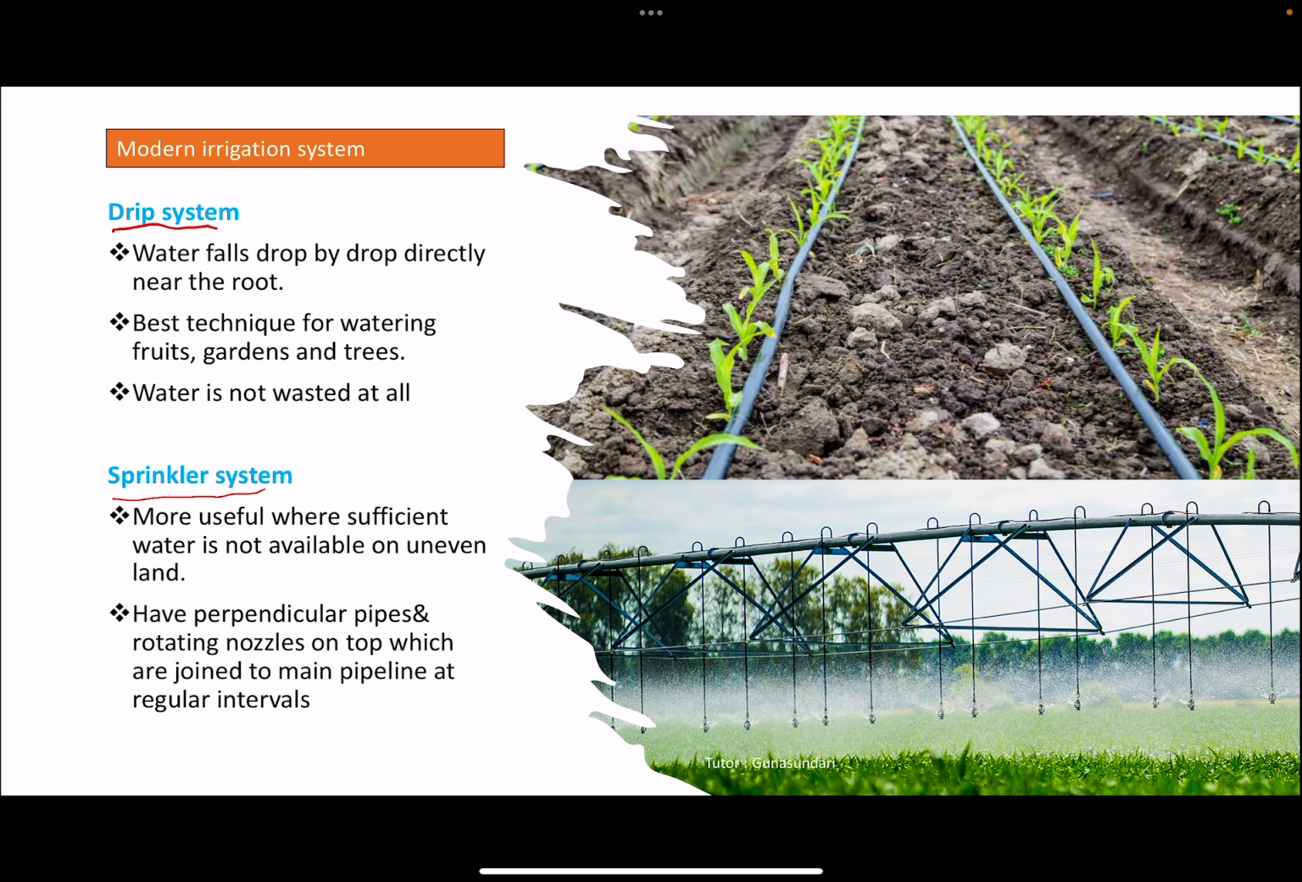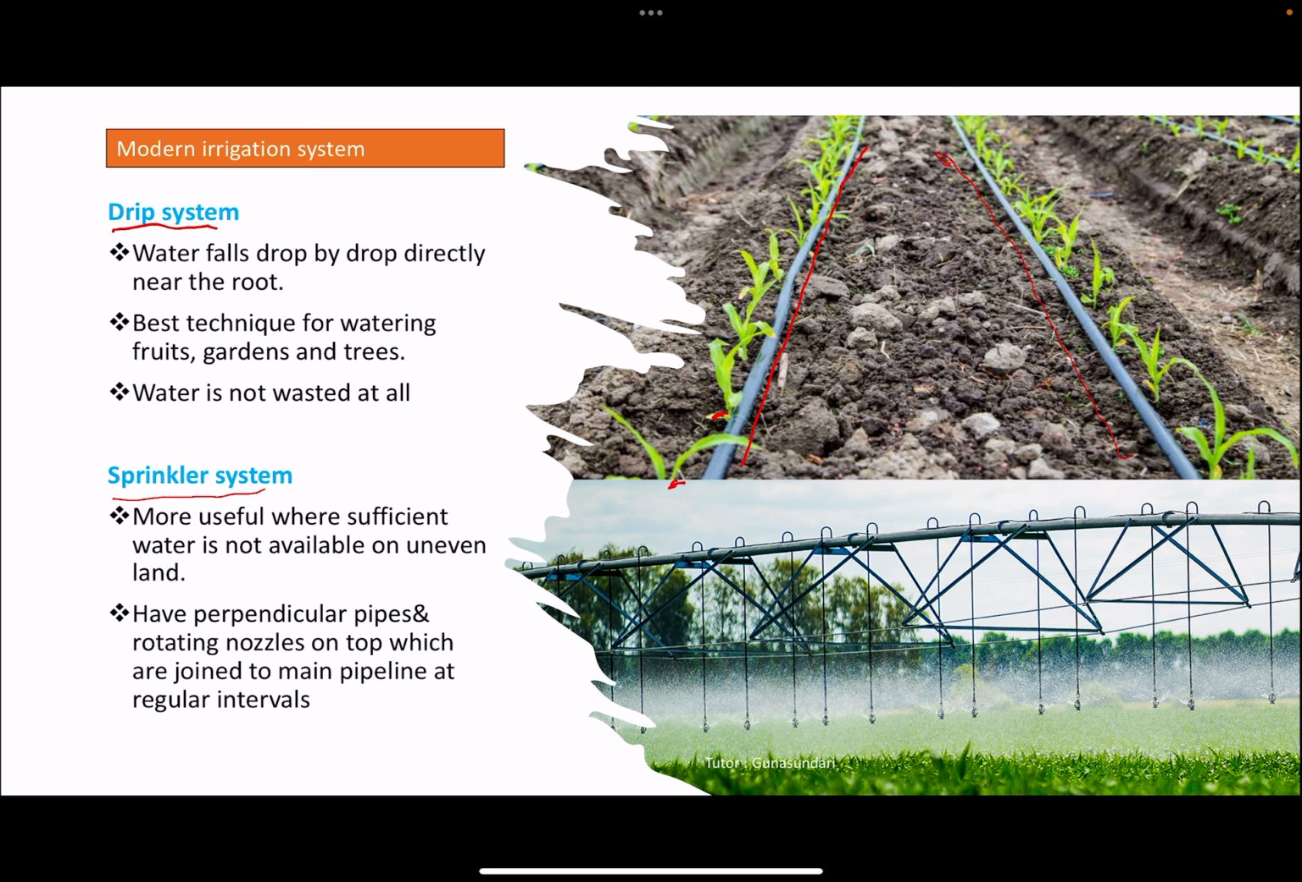So drip system, you can see a large pipe like thing. Water falls drop by drop directly near the root of the plant, so the water can go inside directly to the root. And this is the best technique for watering the fruits, gardens and trees. And water is not wasted at all. In the drip system, water will not be wasted.